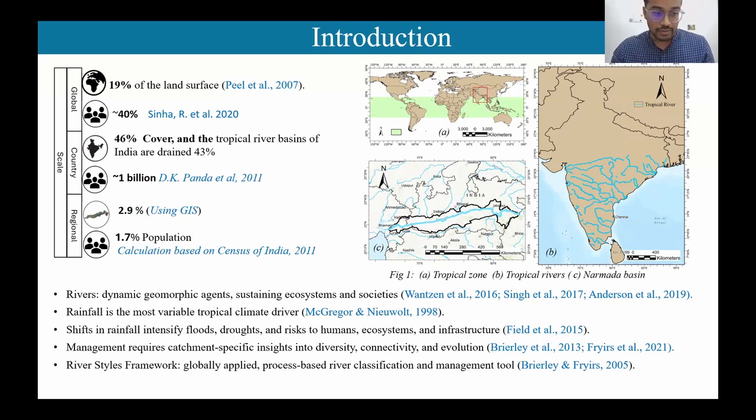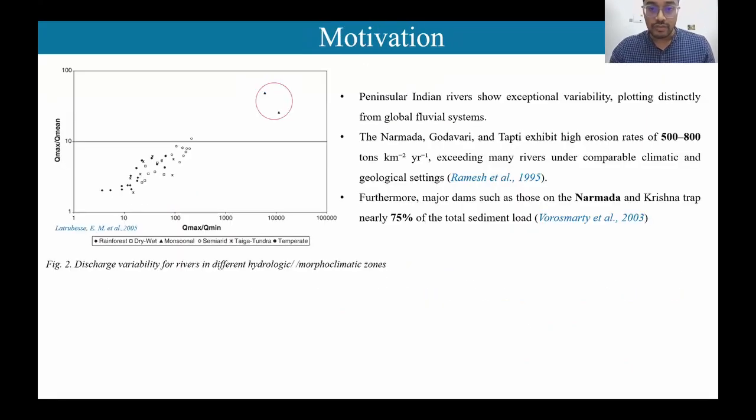For that, I have used the river style classification, which is a globally applied process-based river classification and management tool, which helps to understand the river at a very fine scale, you can say the centimeter scale as well. So now the question is, what is the motivation for why I have chosen this river?